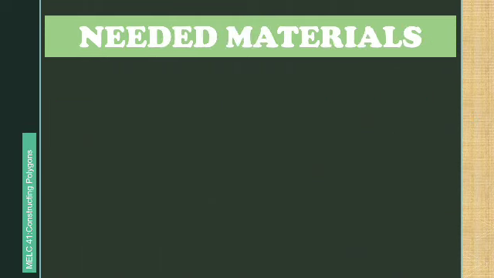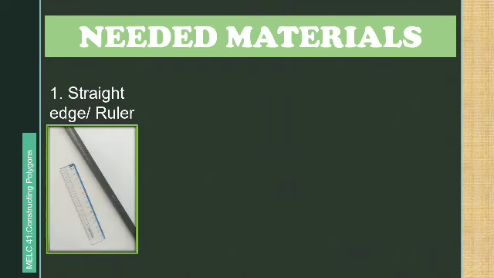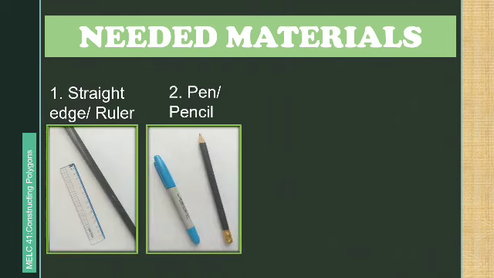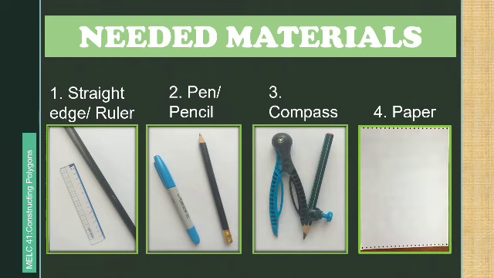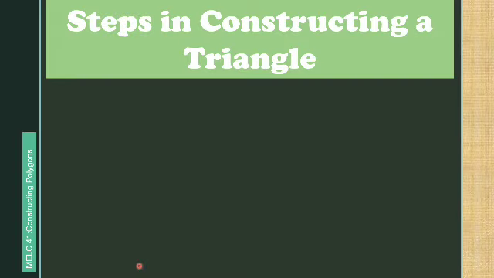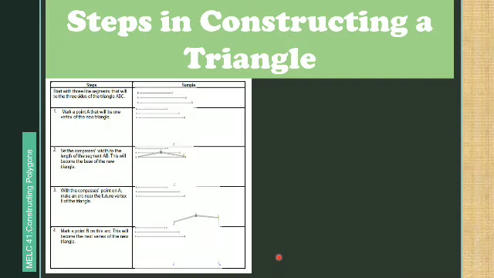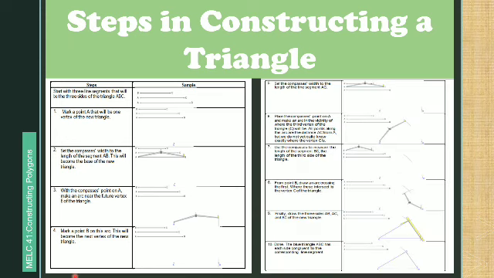To construct polygons, we need the following materials. 1. Straight edge or ruler. 2. Pen or pencil. 3. Compass. 4. Clean sheets of paper. Here are the steps in constructing a triangle. There are 1, 2, 3, 4, up to 10 steps here, and there are expected outcomes in this second column.